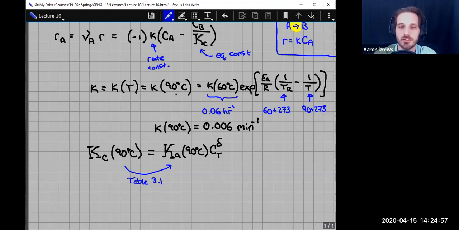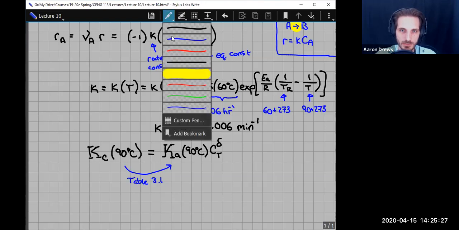So the math, there's a couple of people here. 0.06 divided by 60 is not 0.006, but the reason that I got 0.006 is because I already applied this. So check out table 3.1 each time that you need to convert from a KC over to a KA. We can pretty rarely calculate KC directly unless it happened to be given to us already.